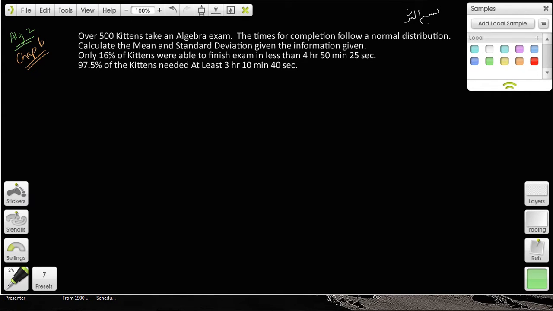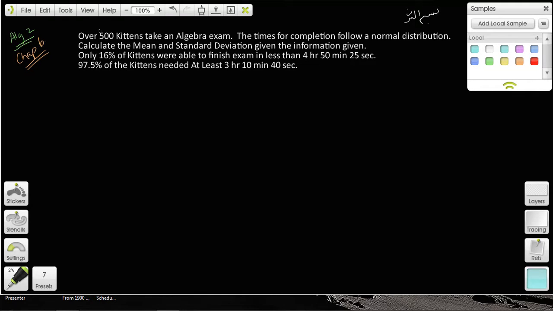Bismillahirrahmanirrahim. I thought I'd do an example of a mean and standard deviation question. Here's one that I made up. I'll first read it and then we'll try to do it, inshallah.